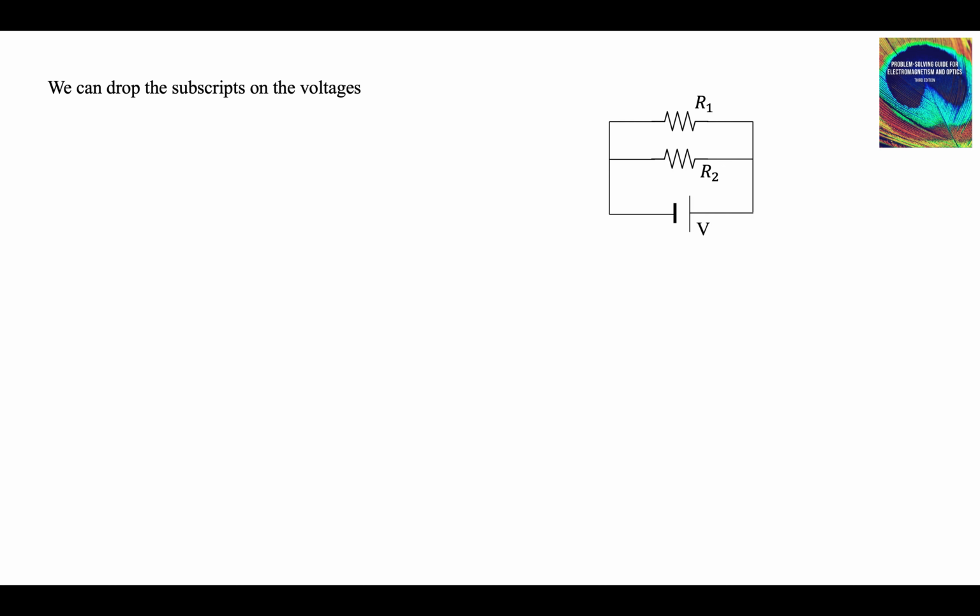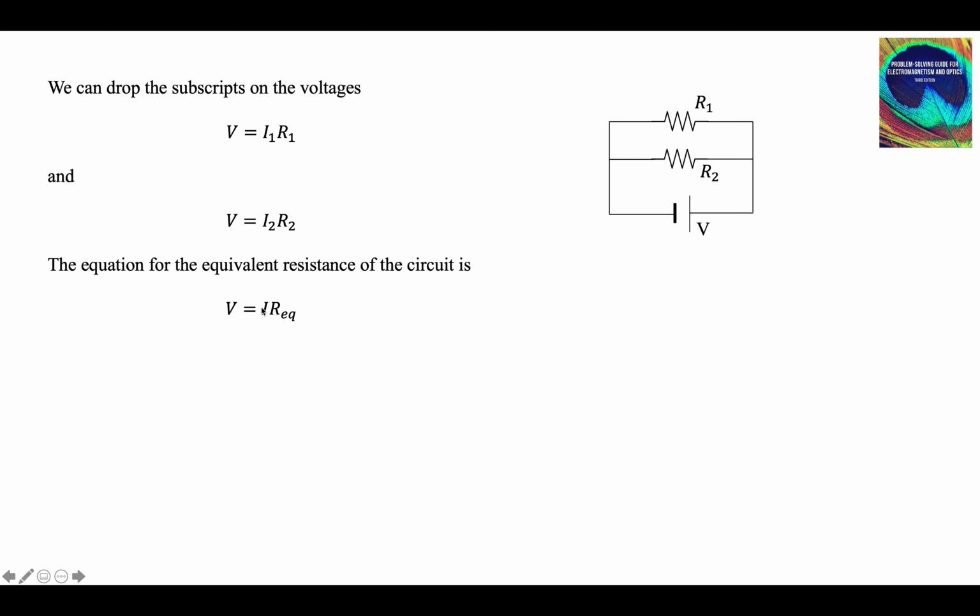They're both across the battery, so we drop the subscripts on the voltages. We don't call them V1 and V2, they're just V's. V equals I1 R1, V equals I2 R2. The equivalent resistance, as always, is V, the current through the battery times the equivalent resistance of the circuit.